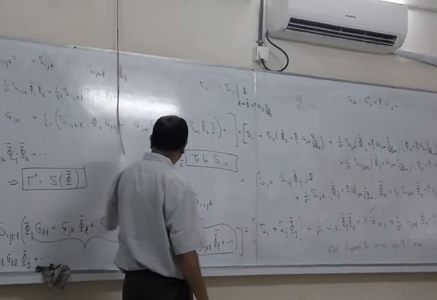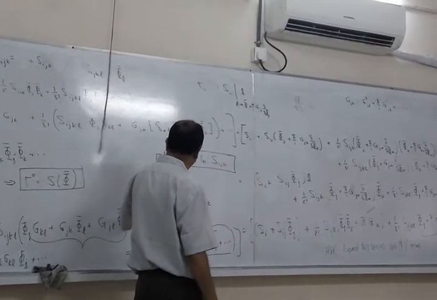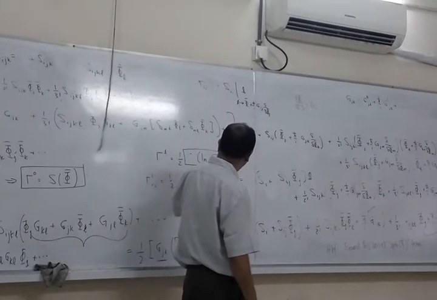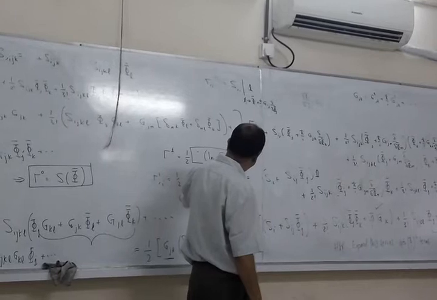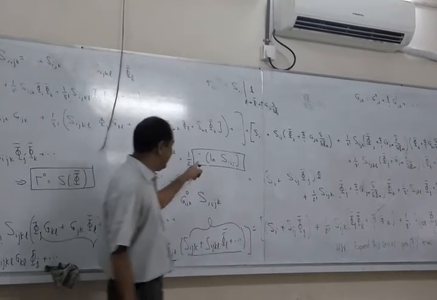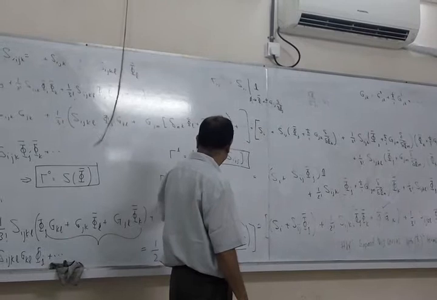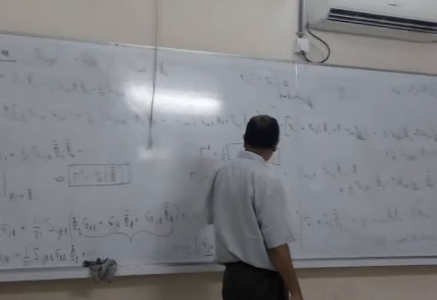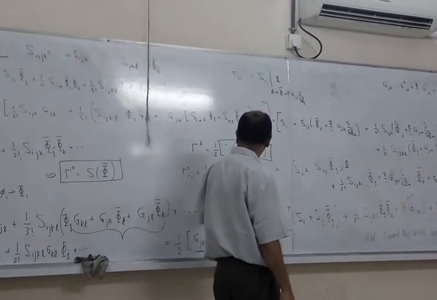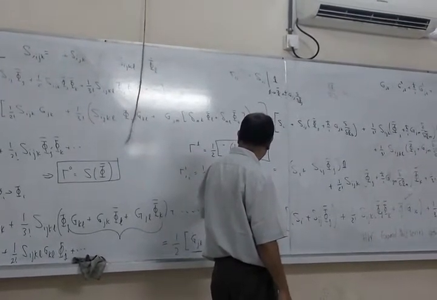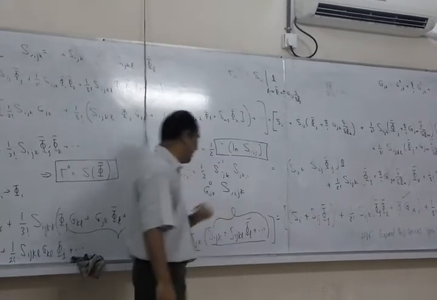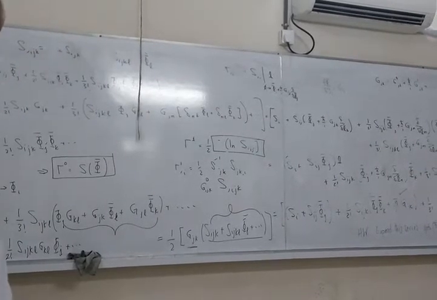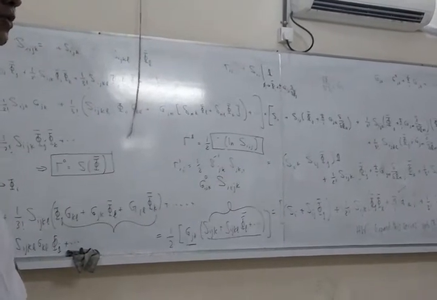Gamma 1, then differentiate with respect to the field, 1 half, and you have to write it as S inverse JK. Which is the size. So therefore, we now have the one loop fraction.